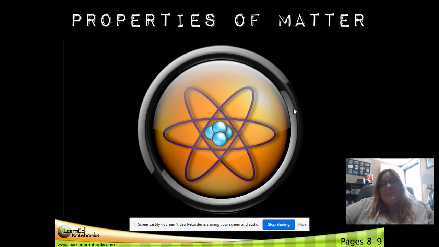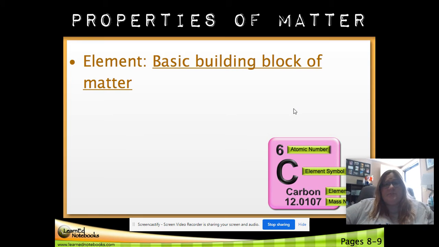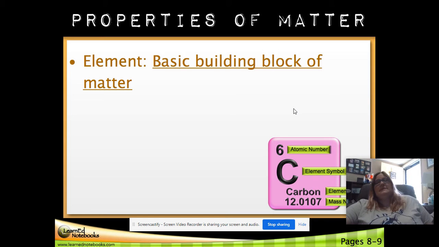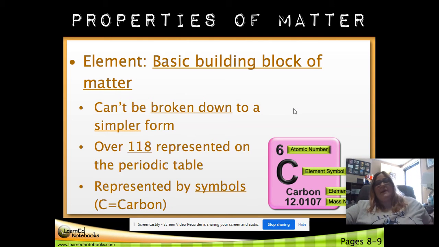Right, guys, so we're on to properties of matter. Remember, an element is the basic building block of all matter. It cannot be broken down into a simpler form. There's 118 represented on the periodic table. We use symbols to represent them. Example, C would be carbon.